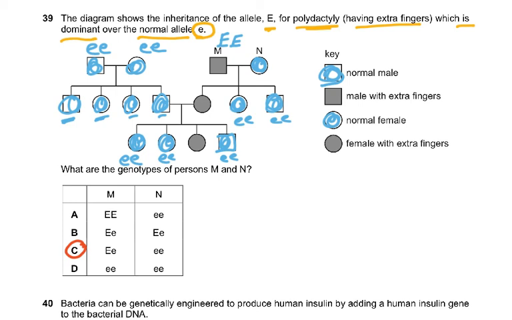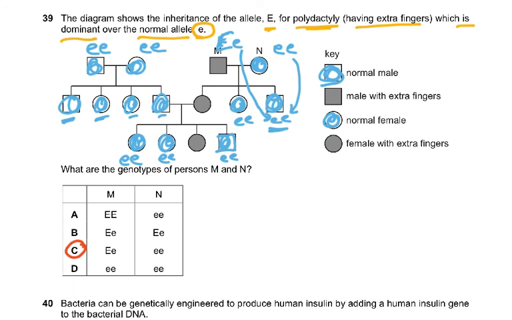It's very easy because M has to be big E, small e. Why has it got to be big E, small e? Because N is small e, small e, and they have a child, small e, small e. So one small e has to come from one parent, and one small e from the other parent. So this is how you have to understand. What are the genotypes of person M and N? Person M has to be big E, small e, and N has to be small e, small e.